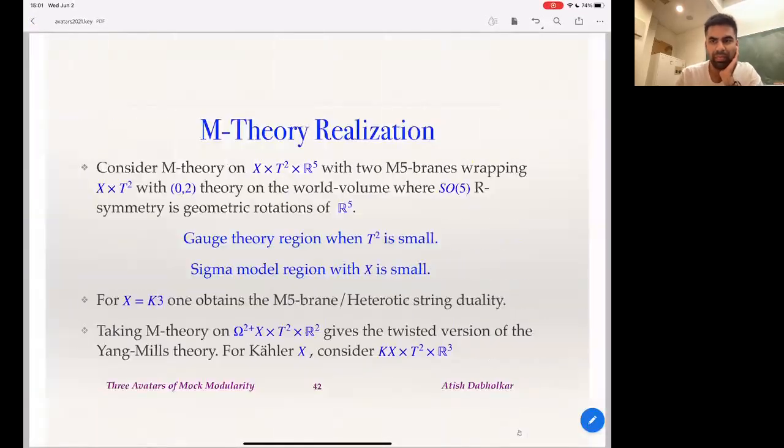But if you think of an M-theory realization of this system, you can think of it as M5 branes wrapping.